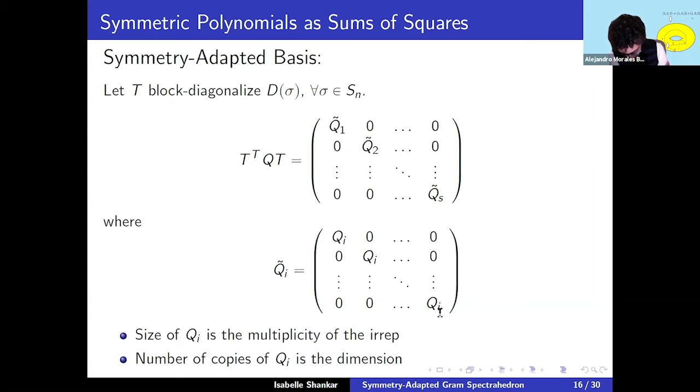Can I ask you something? Talking about inequalities, can you do the majorization inequalities as sums of squares? This might be known, I'm not sure. Majorization inequalities? I don't know what that is.